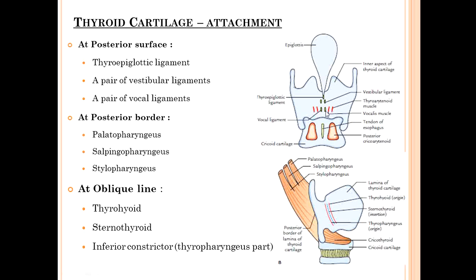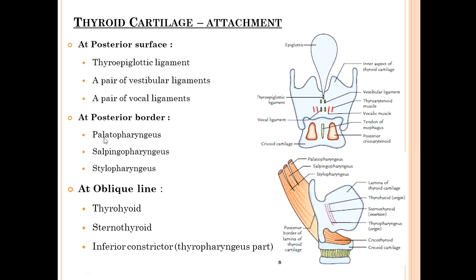Okay, so from midline to lateral on the posterior surface there is the vocal ligament, then the vocalis muscle, and then the thyroarytenoid muscle. Then at the posterior border, three muscles form a single tendon and attach here.